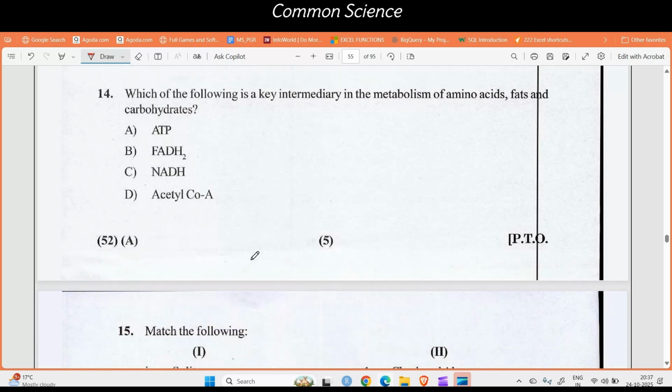Question number 14. Which of the following is the key intermediary in the metabolism of amino acids, fats, and carbohydrates? It is none other than acetyl coenzyme A.